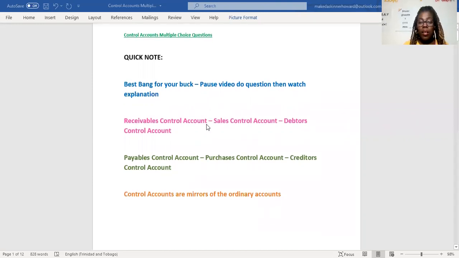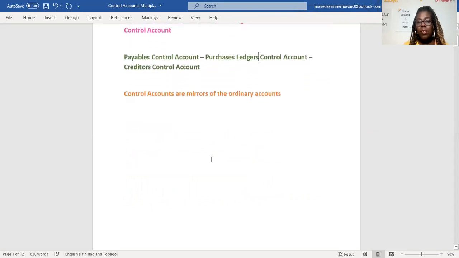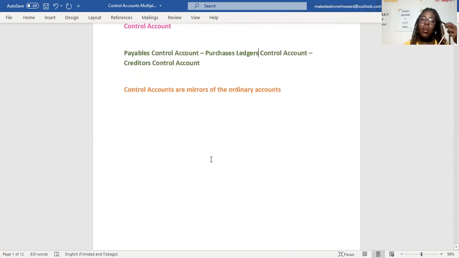Another very important thing, as I see a lot of students mixing up: the receivables control account, or the sales ledger control account, or the debtors control account, is the same thing. You're not going to see a lot of debtors control account around, but it depends on what you're reading or how old a particular video is. So payables control account is the same thing as the purchase ledger control account or your creditors control account.